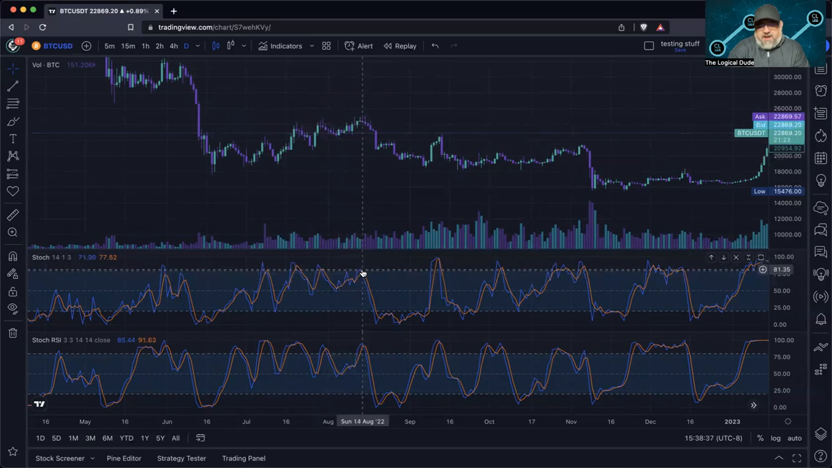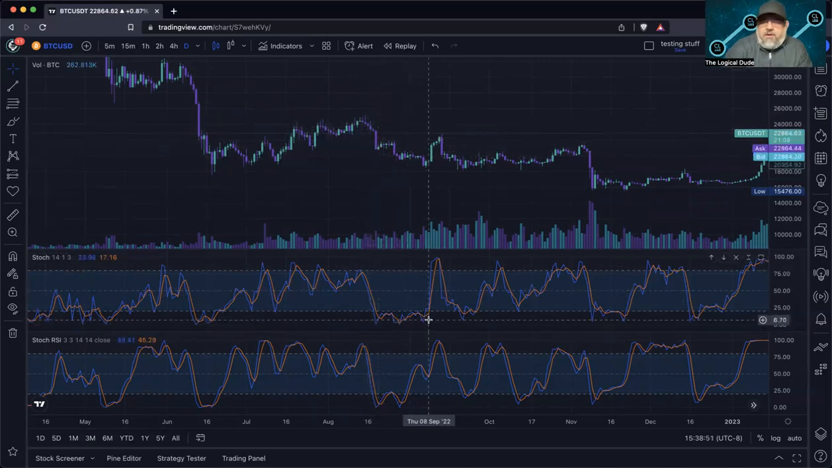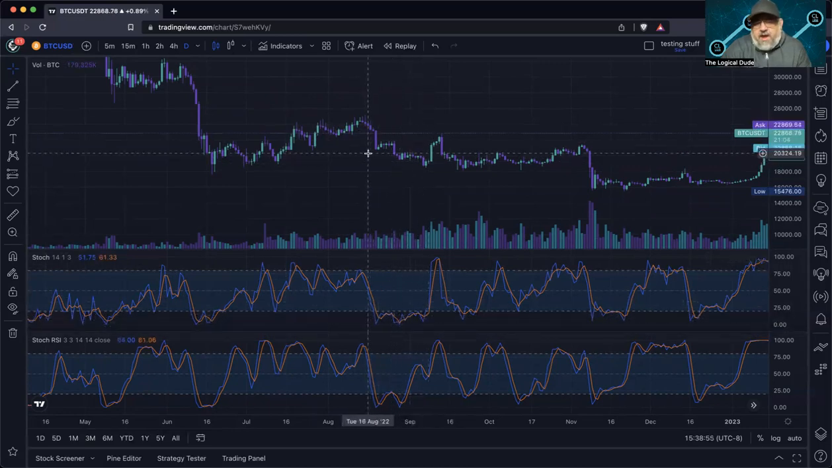Well, it couldn't cross back over and it ended up dropping. And then we dropped below the 50 line. You see what happens when we drop below the 50 line right here? That was an indication of a trend change. Well, what happened? The price dropped. We went under the 20 line and stayed under it for a while, and the price continued to fall.